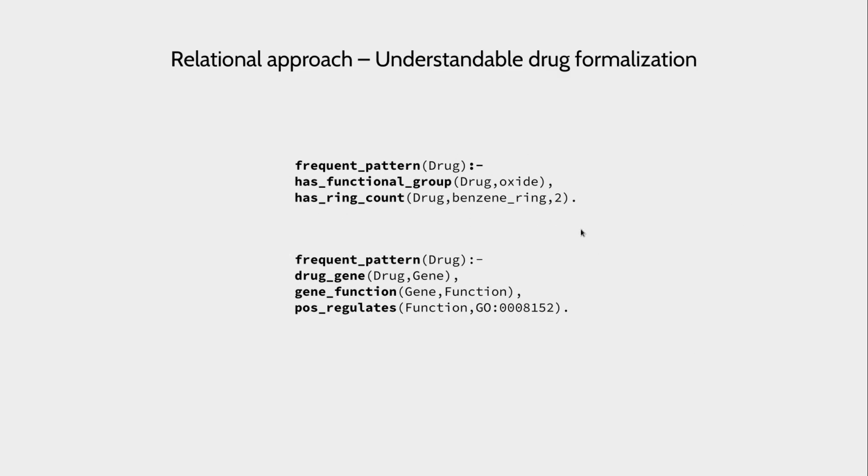says that a frequent pattern in the knowledge exists for certain drugs, such that the drug has an oxide functional group and it has two benzene rings. That is something you would not ordinarily get from a Morgan fingerprint, and this is something that someone interested in knowing the underlying structure of the drug can easily get at just by looking at the frequent patterns that we learn. So how do we use these patterns in our machine learning problem?